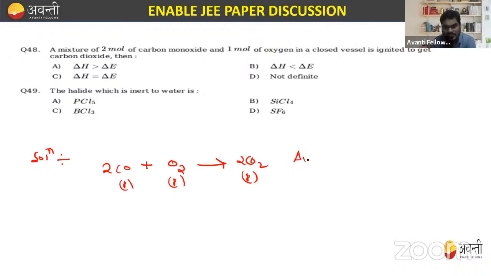So what is delta Ng here? Delta Ng comes out to be 2 minus 3, that is minus 1. So delta Ng comes out to be minus 1. Now we all know one very important relation, that is delta H is equal to delta E plus delta Ng RT.